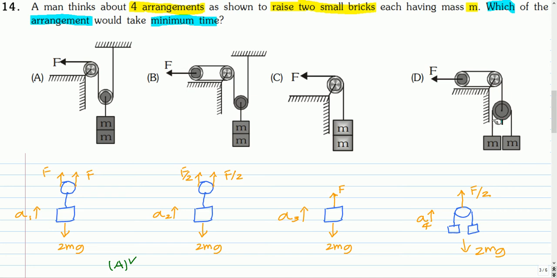And in the fourth case, the tension in this string is F by 2. So F by 2 should balance 2mg. So in all the 4 cases, the downward force is the weight, which is 2mg, which is the same. So which one has got the maximum upward force, that will have the maximum acceleration. So case A has got the maximum force in the upward direction, which is 2F. So A will have the maximum acceleration and it will take the minimum time. So the correct option is option A.